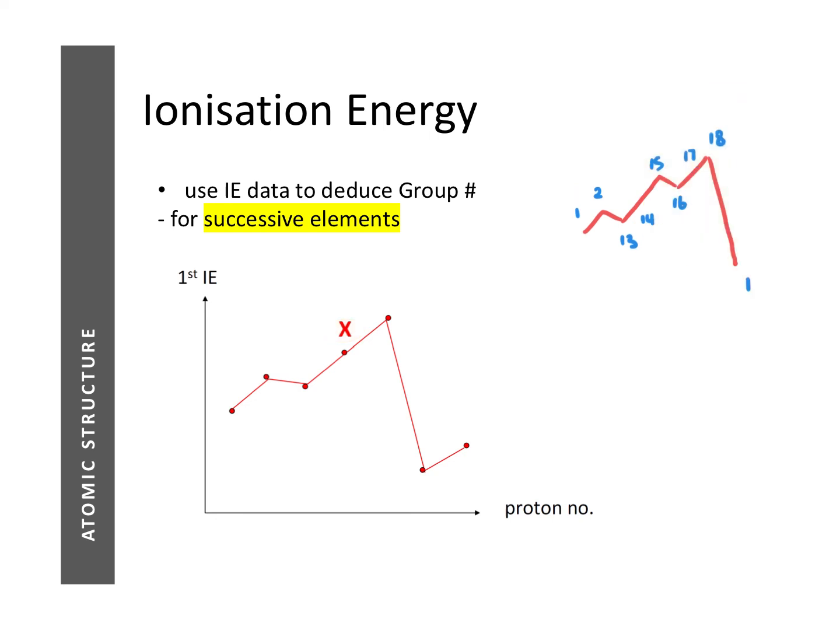Now for some harder questions, instead of giving the first IE, they will change it to the second IE, and the trick remains the same. I would still replicate the ionization graph for 2 periods, but the trick now is to shift the group numbers 1 to the left. So this would correspond to group 2, group 3, group 13, group 14, 15, 16, 17, 18. This will be group 1 and this will be group 2.